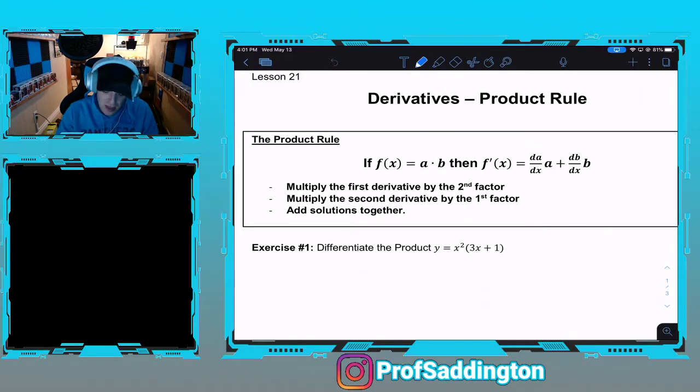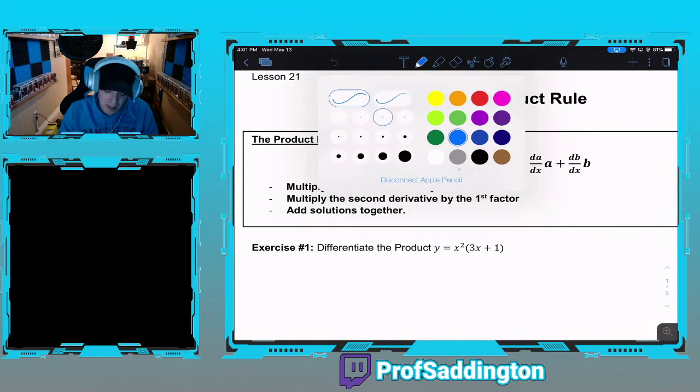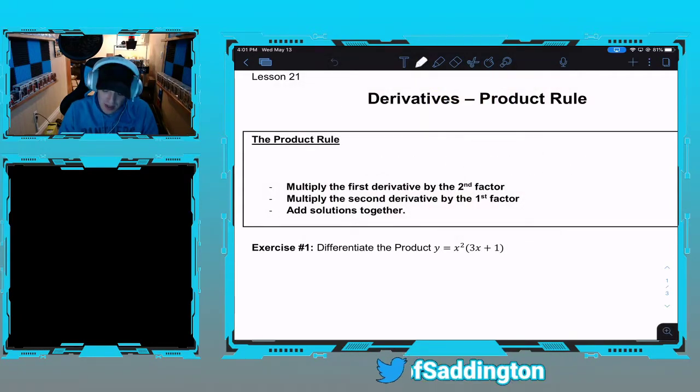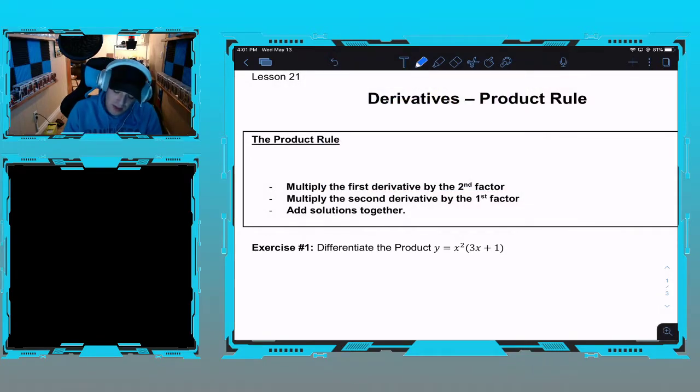I'm going to cross off everything that's in this box, and I'm going to rewrite it a different way so it's easier to understand. So I'm going to get rid of everything that's in the box right there, and I'm going to write down this.